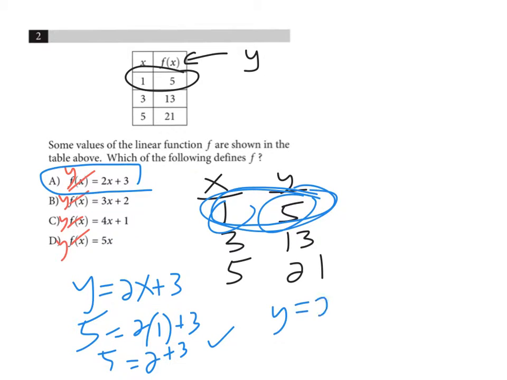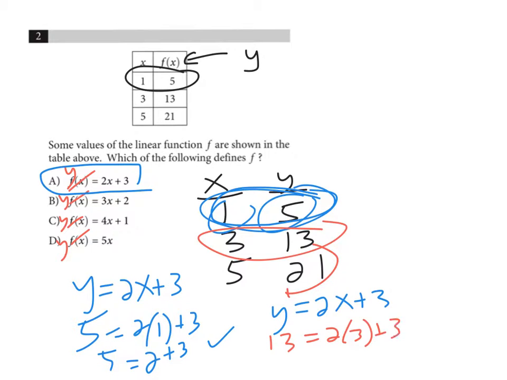But it has to work for all of the points. If I take the second point, 3, 13, I plug in y is 13 and x is 3, you see that it doesn't work. 2 times 3 is 6, 6 plus 3 is 9. That does not equal 13. So answer choice A is incorrect. All we're going to do is test all the different points and see which works in which equation.